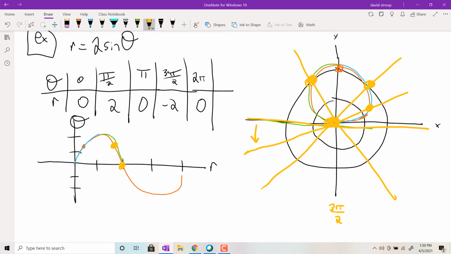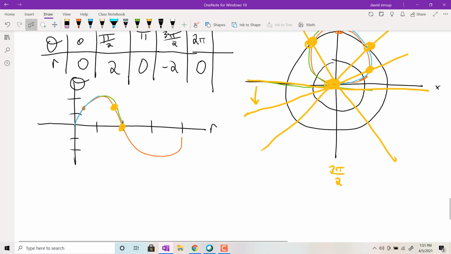And what it's doing, it's tracing itself out again. One thing that's important for us is knowing where the entire graph is traced out from, because we'll need to know that for integration. So this entire graph was traced going from 0 to actually just pi.